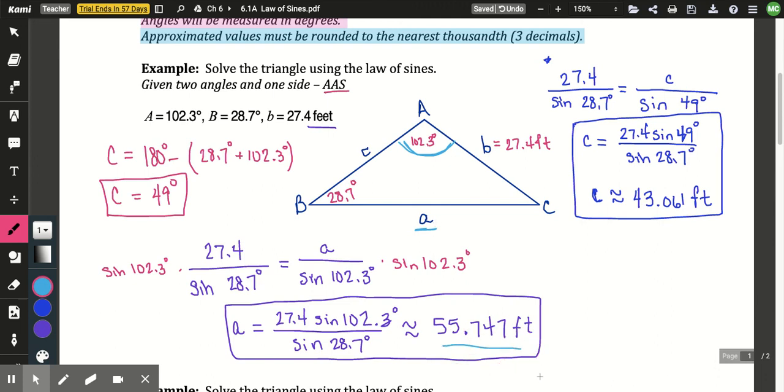So if I go down and look, it tells me that side A is 55.747 feet. Side C is 43.061, which is smaller. And side B was 27.4, which is smaller also. So that one makes sense. The smallest angle on this one is this one over here, 28.7. So that means side B should be the shortest side. And since 28.7 is so much smaller than 102.3, it should be considerably smaller than the largest side. And it is. So that's a good way to check yourself and just make sure that your fingers didn't fumble something when you were typing in the calculator.